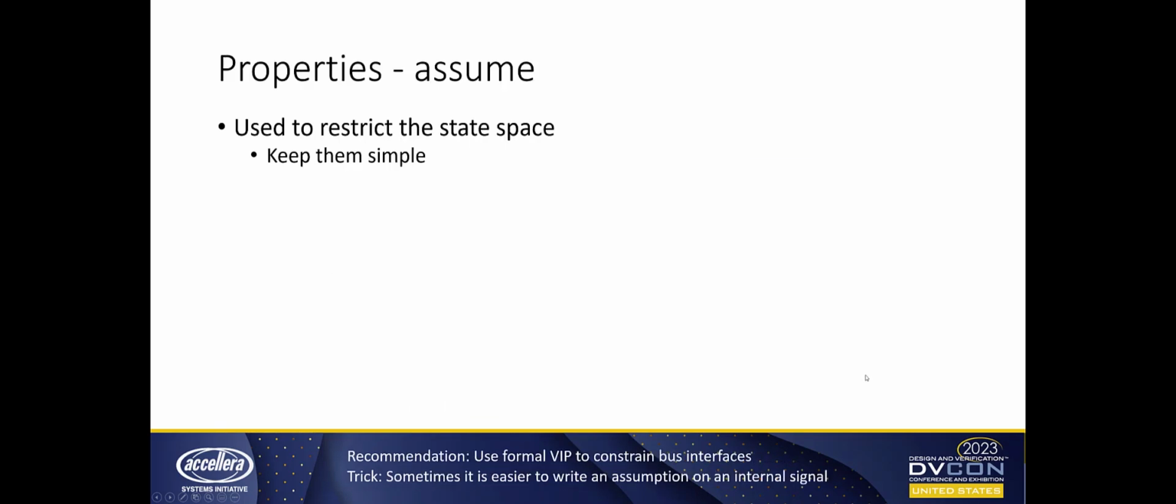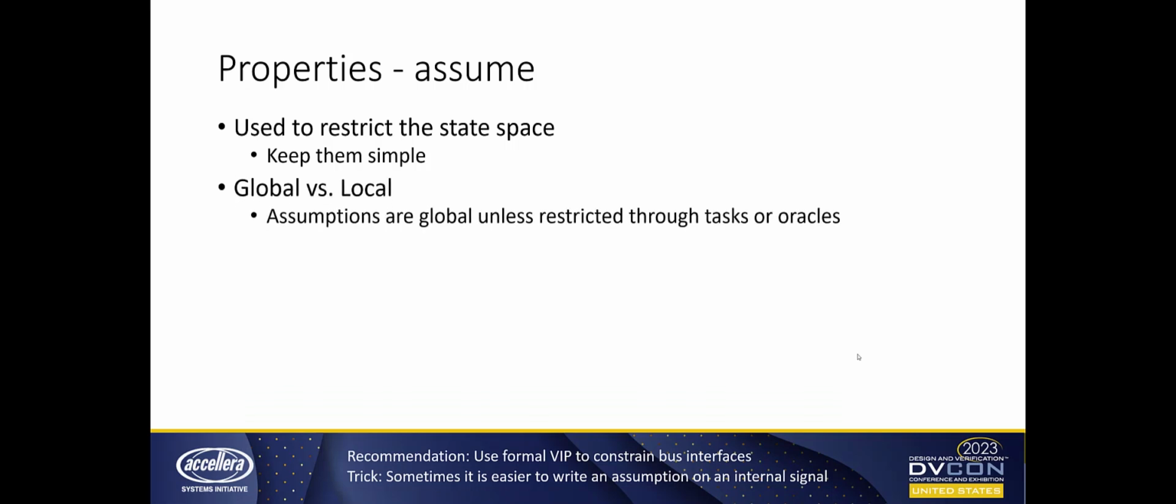Assumptions are properties that are used to restrict the input state space that Formal is analyzing. Ideally, you want to keep these as simple as possible. A lot of times you'll get a counterexample where the waveform you're looking at doesn't have correct input stimulus. So in that case, you would probably want to add assumptions. Most assumptions are going to be global in nature. Now, if there's a signal that you add to it where it's only active for certain periods of time, the term for that is oracle. That's possible as well, so that's a little bit more complicated or advanced. In most cases, when you're just adding an assumption, it's always going to be enabled. But you can gate them, if you will, using oracle signals.